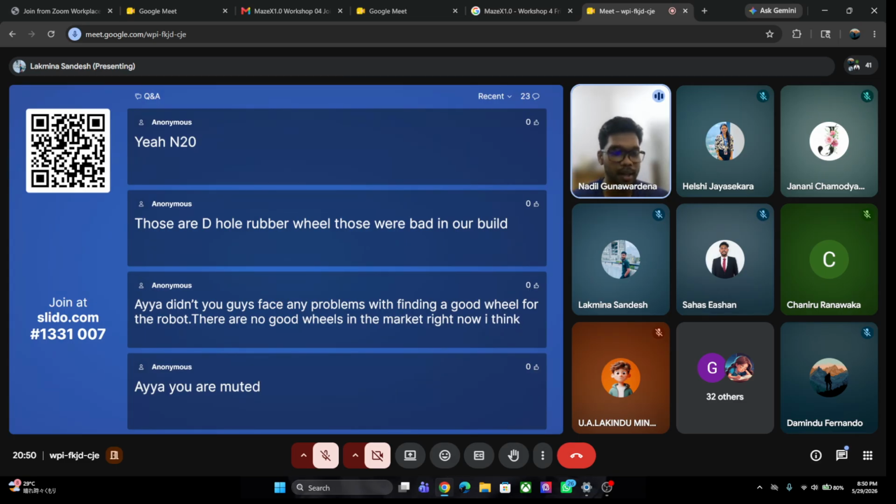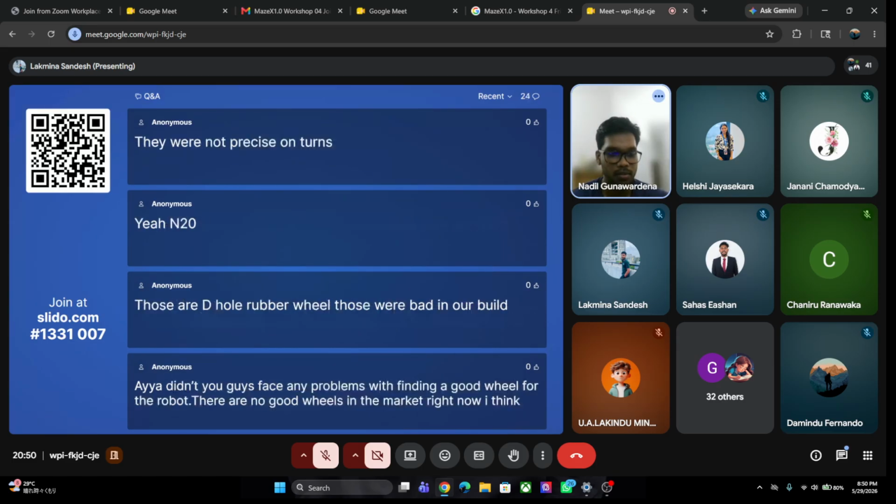Why was it bad? What were the issues that you faced? Didn't it fit, or what? I cannot recall. They were not precise on turns. Why was that? I don't think so. We built this micromouse and it was quite precise.